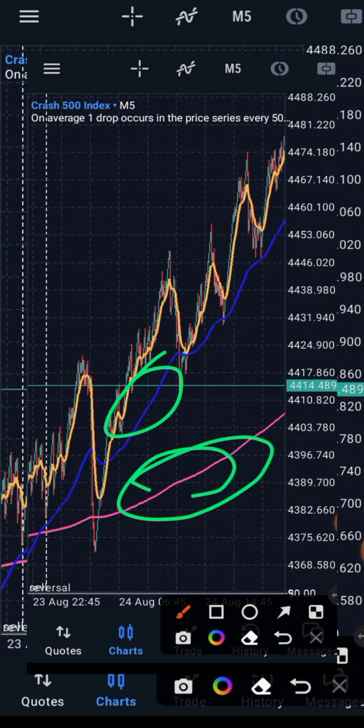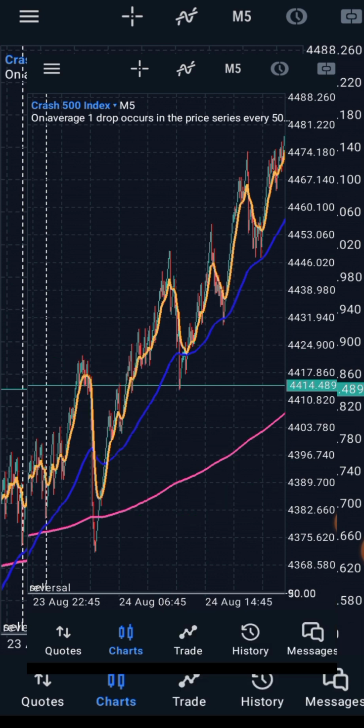Now, the next thing is your support and your resistance. Know the support and know the resistance. Like here, the market crashed down, it retraced back here, and this is a perfect resistance level for you to take an entry. Now, after you have noted down all these things, the moving average 700 and the moving average 90, the next thing is to note your resistance level or your support level.